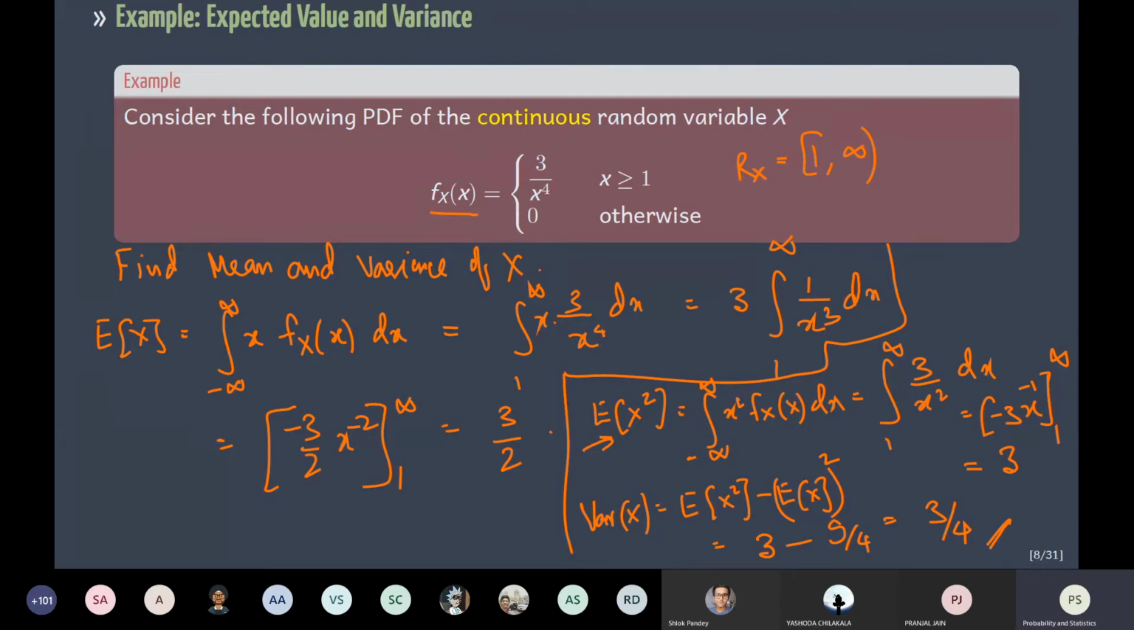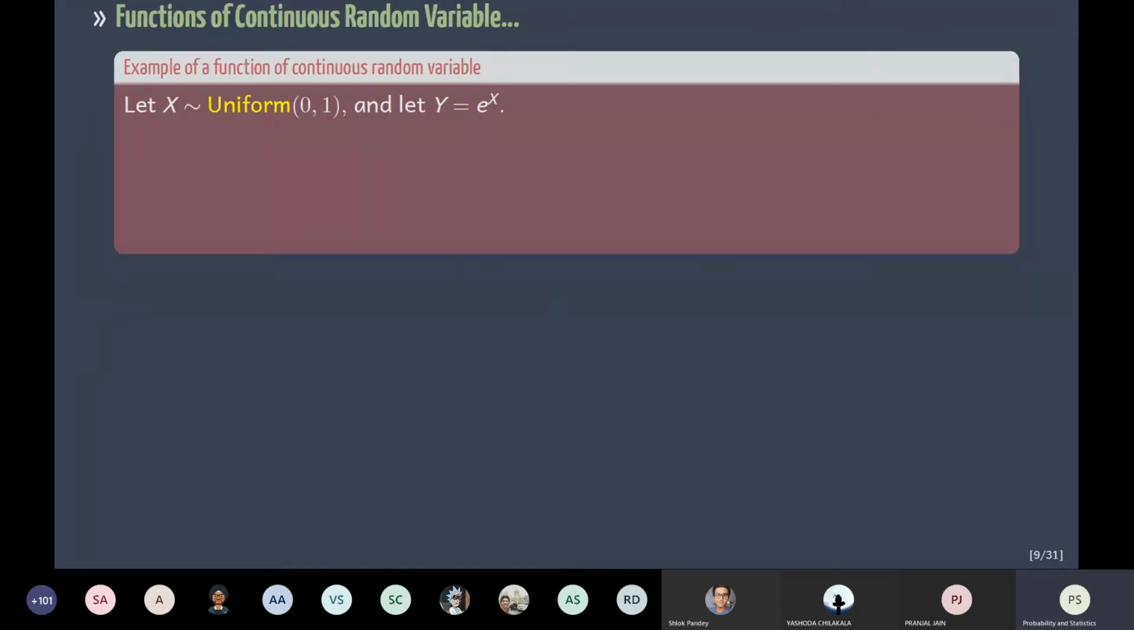Now let us look into this example where X is a uniform. So remember uniform distribution, how it looks like. Okay, and then let y be some function of x. In this case it is exponential of x. Then the question is find the CDF of y. So find the cumulative distribution function of y, and find the PDF of y, and find the expectation of y. Find the mean and variance of x as well.